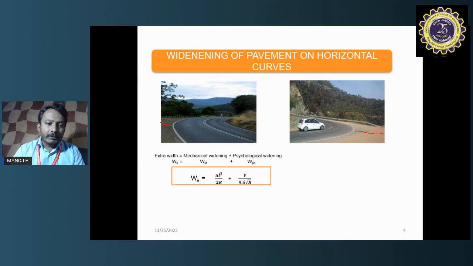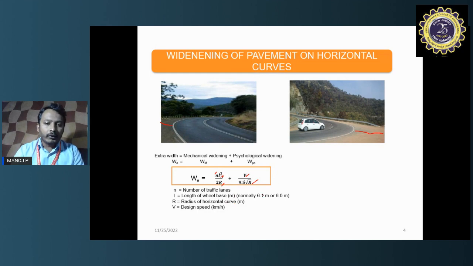Here, N represents number of lanes, L represents the length of the wheelbase. As I said, mechanical widening is related to the vehicle. R represents the radius of horizontal curve. Psychological widening depends upon the driver's speed. V represents speed in kilometer per hour and R represents the radius of horizontal curve. Everything is expressed in meters and speed is expressed in kilometer per hour.